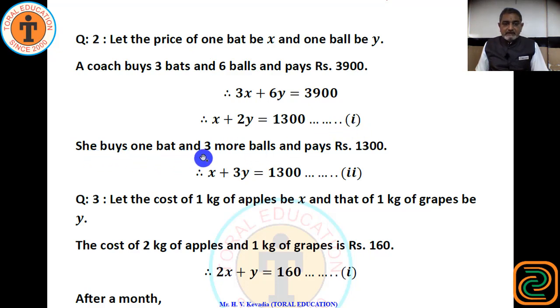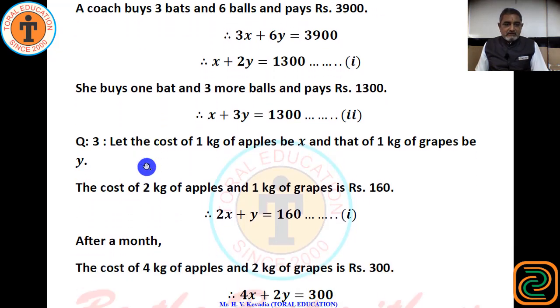She buys 1 bat and 3 more balls and pays rupees 1300. Again, this is 1 bat x, 3 more balls 3y equals 1300. So these are our 2 equations. You can draw the graph on your graph paper.